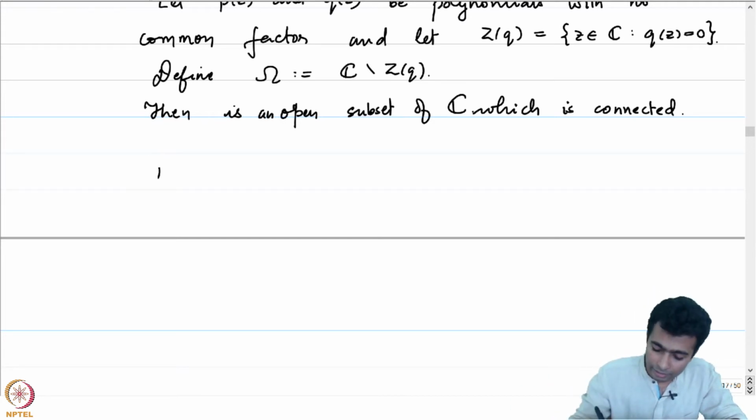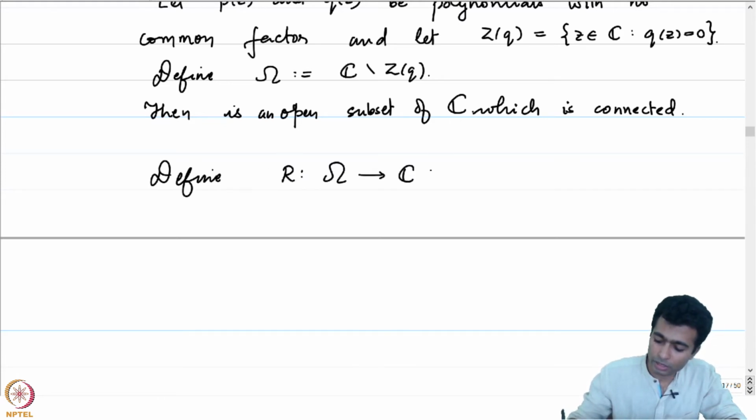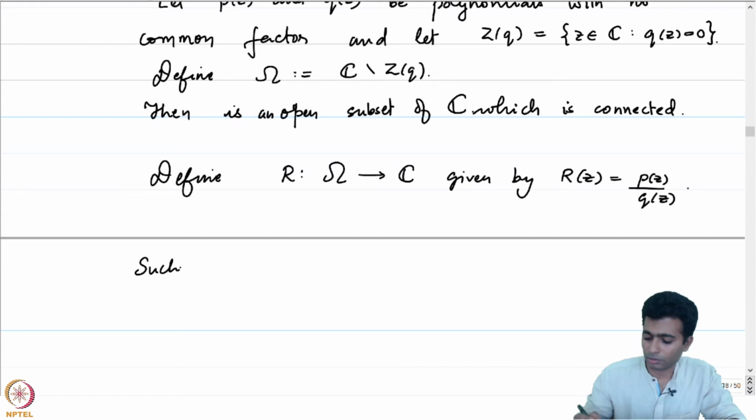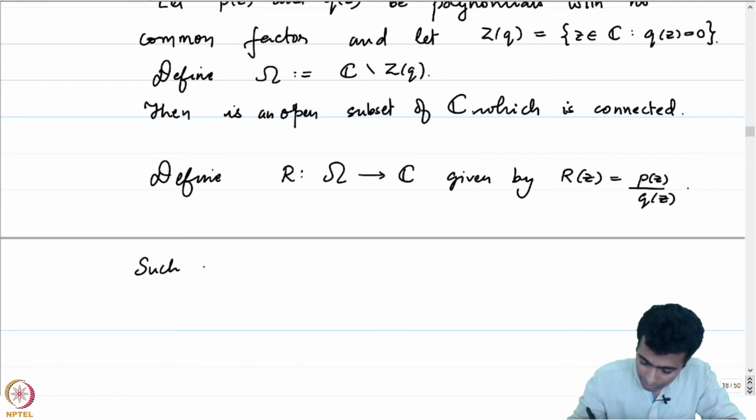Let's define R, a function from omega into C, given by R of z equal to P of z by Q of z. Such a function is called a rational function. These are also a class of functions which are of great interest.